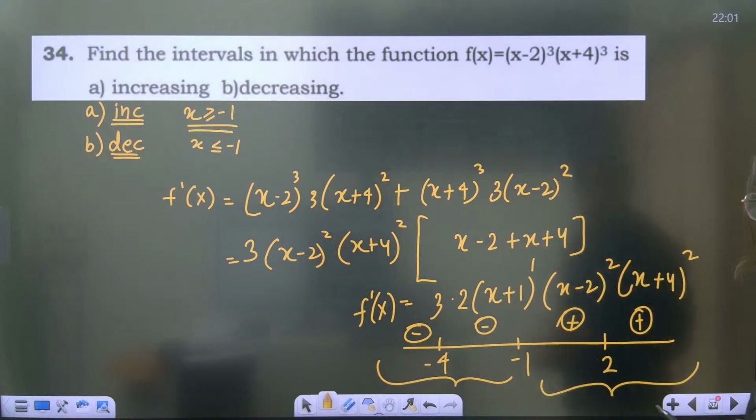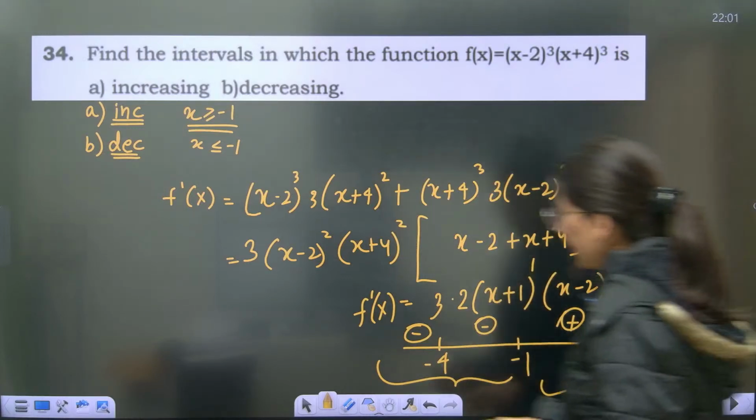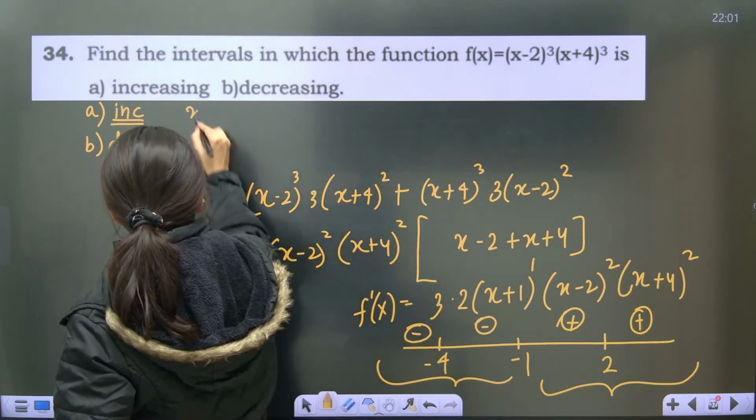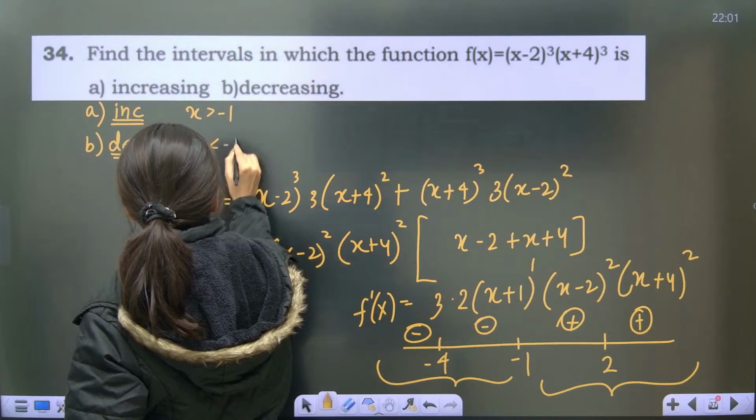Clear? You can avoid the equal sign also. So x greater than minus 1 increasing, x less than minus 1 decreasing.